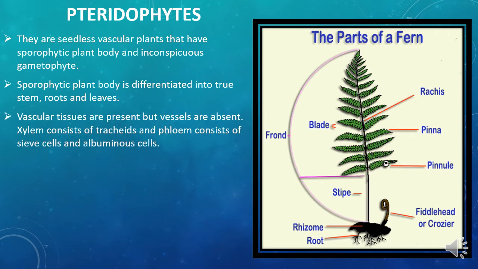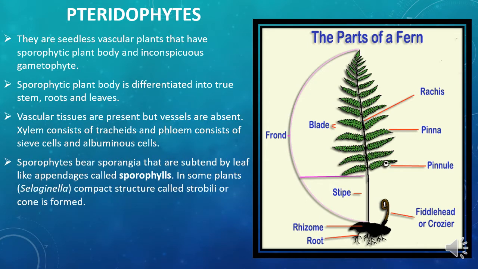Vascular tissues are present but vessels are absent. Xylem consists of tracheids and phloem consists of sieve cells and albuminous cells. Since they have vascular tissues, they have conducting tissues like xylem and phloem. Sporophytes bear sporangia that are subtended by leaf-like appendages called sporophylls. So the sporophytes bear sporangia, and they are subtended by leaf-like appendages called sporophylls.